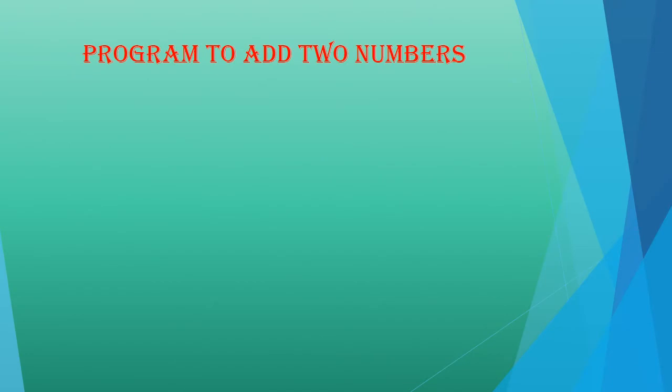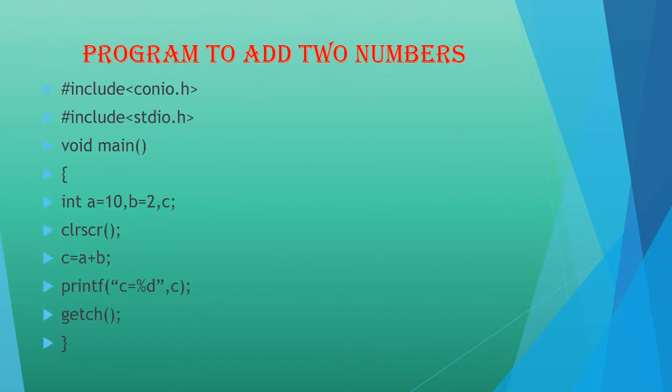Now we will discuss a program of adding 2 numbers. First of all, hash include conio.h. Next we can have hash include stdio.h. Both are the header files that we use in programs in C. Next we will have void main. The main function starts with the void main function. Next we have a flower bracket, which means the beginning of the program.